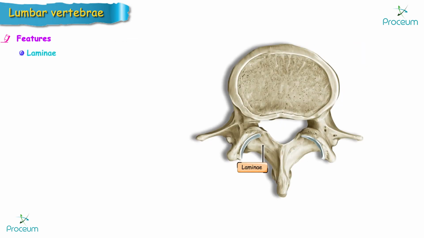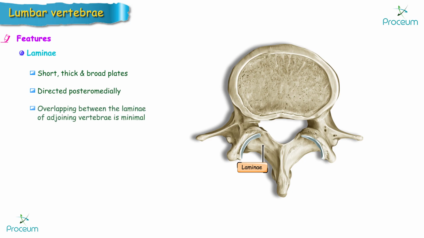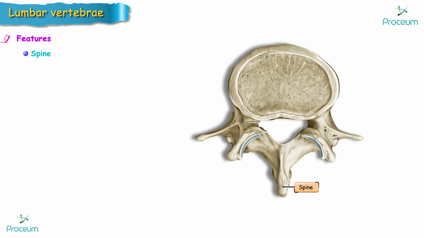Laminae. The laminae are short, thick, and broad plates, and they are directed posterior-medially. The overlapping between the laminae of the adjoining vertebrae is minimal. The spine. The spine is quadrilateral in shape and it projects backwards.